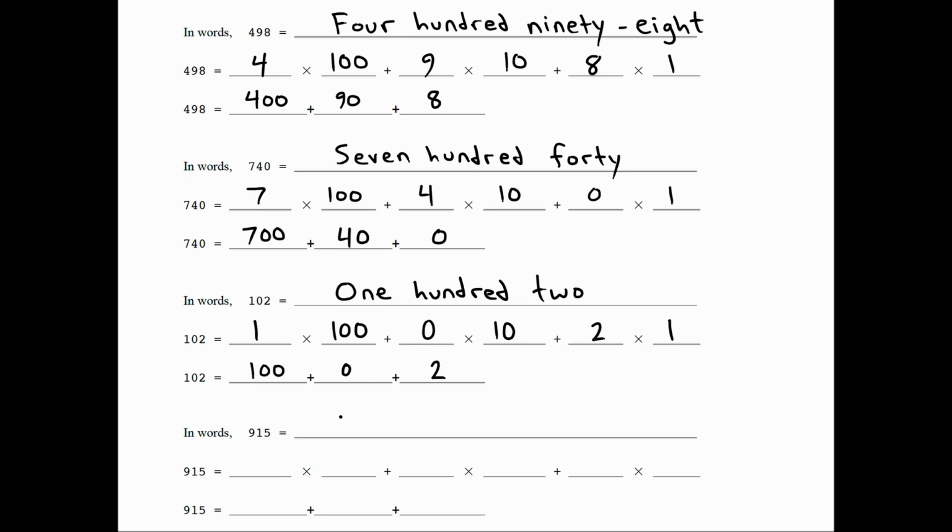The hundreds digit in the next example is 9, so we'll start the wording with 900. And 15 is a one-word name, so we won't need a hyphen. It's 9 times 100 plus 1 times 10 plus 5 times 1. That makes 900 plus 10 plus 5.